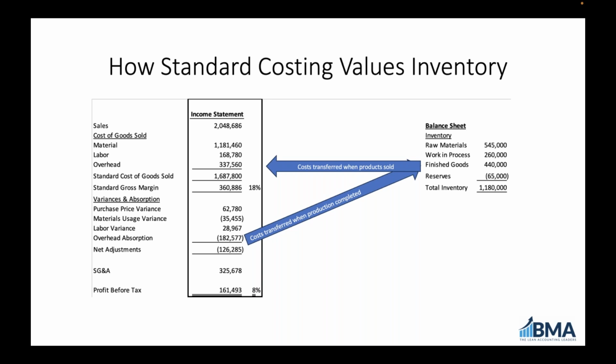Now, what's also interesting, if you look on the income statement, you see that there are variances in absorption. And that's just the difference between the standard and the actual. The reason the variances are there is because the income statement, the profit before tax, needs to be at actual. You see, you have standard numbers moving around, so you have to bring the P&L back into actual, and that's how the standard costing system values inventory.